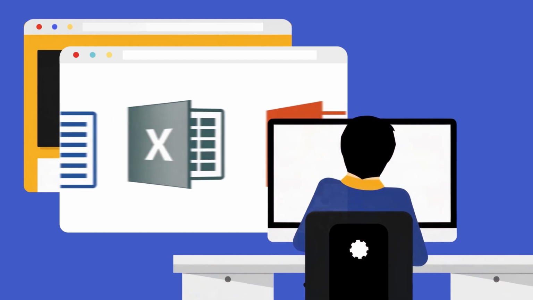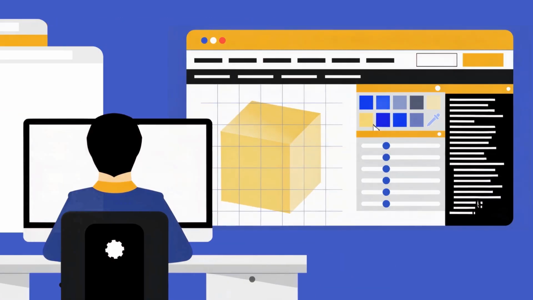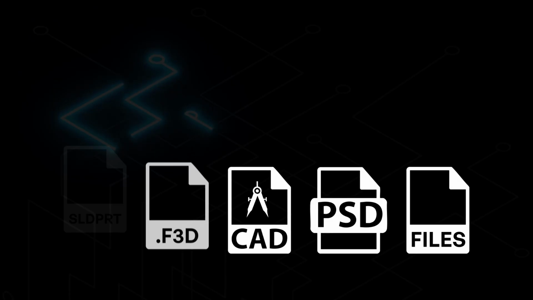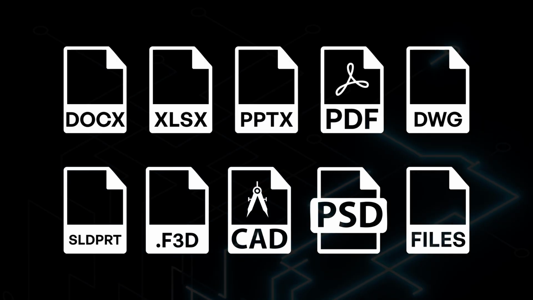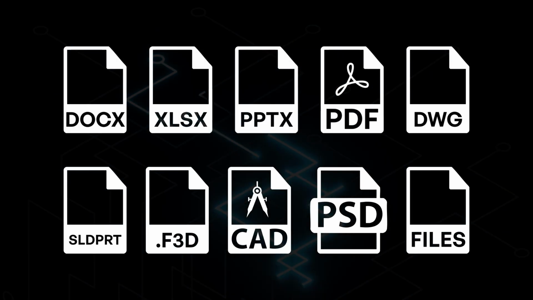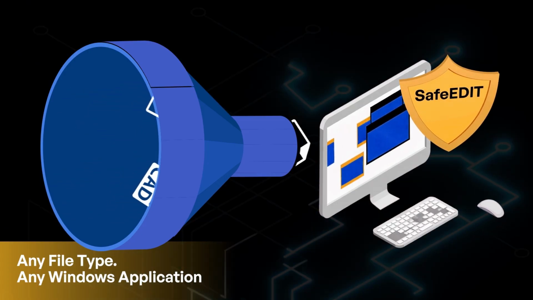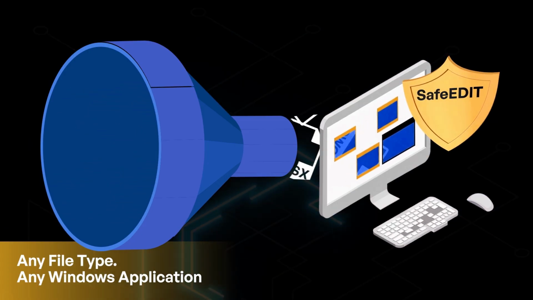Microsoft Word, Excel, PowerPoint, even CAD software like SolidWorks and Autodesk Fusion 360. Works with any file type that has a Windows desktop application, not just Office documents or PDFs. Engineering files, design files, specialized industry formats. If there's an application for it, SafeEDIT can stream it.